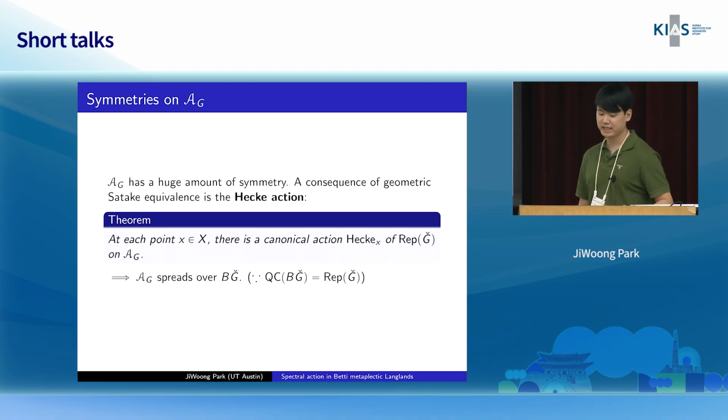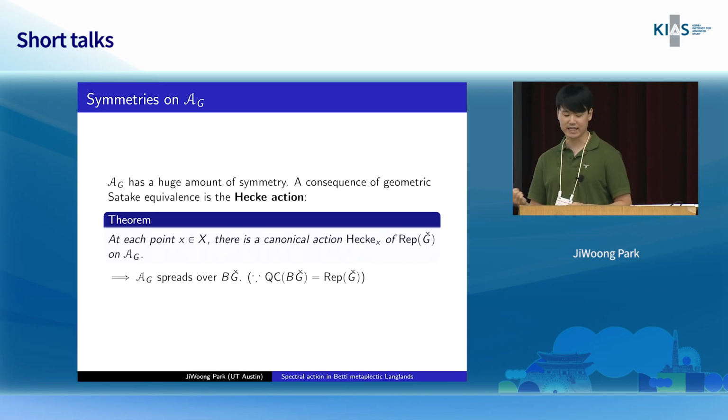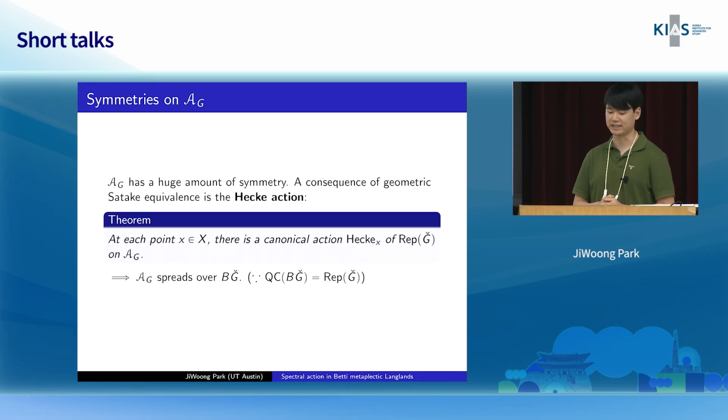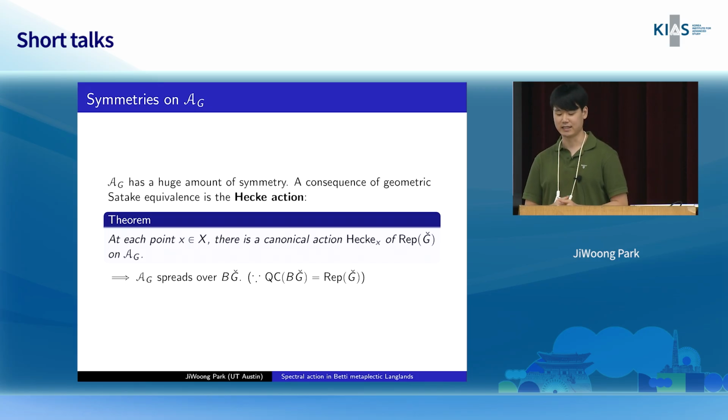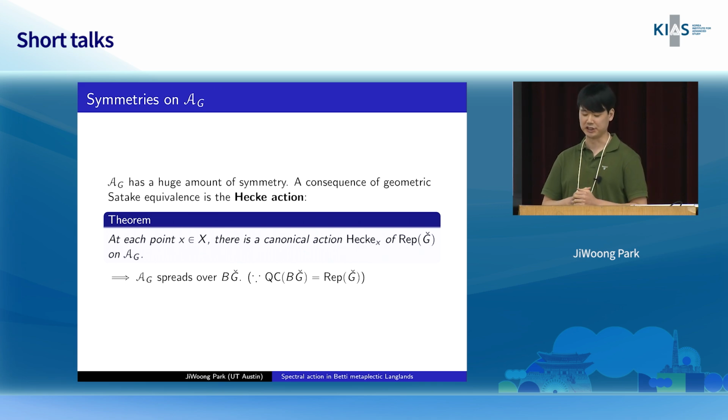So it turns out that the category A_G has a huge amount of symmetry. From geometric Satake, we have the Hecke action, which tells us that at each point of the curve, there is a canonical action of Rep G check on the category A_G. So in particular, this tells us that we can spread the category A_G over the stack BG check.